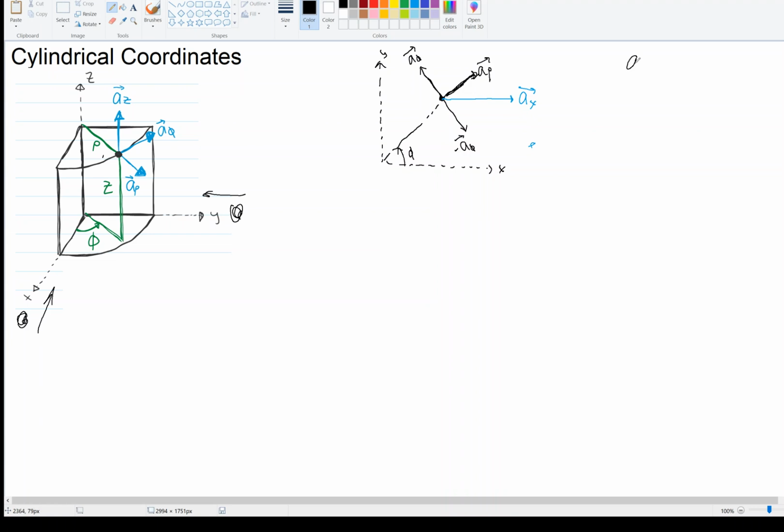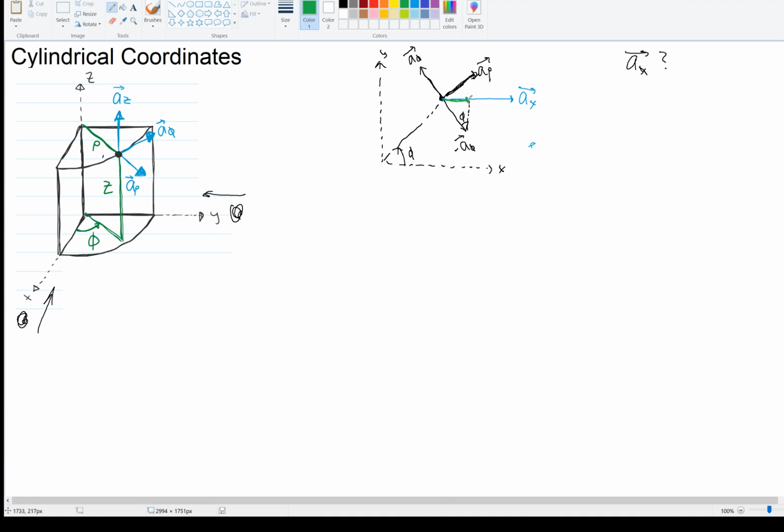So we're trying to find AX given our basis vectors in cylindrical coordinates. First of all, if I draw a right triangle here, we're going to have to show a little bit of detail. From geometry, interior angles, this is also phi. If I take minus a phi times the sine of phi, that gives me this vector.